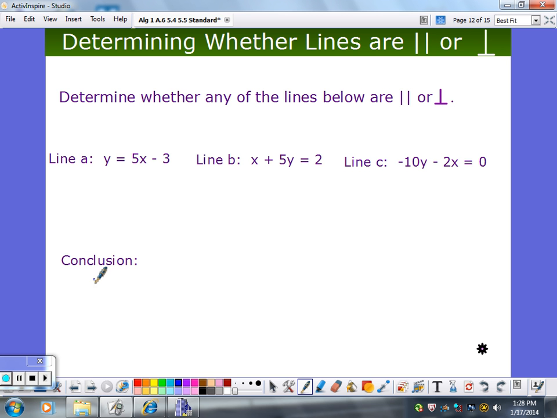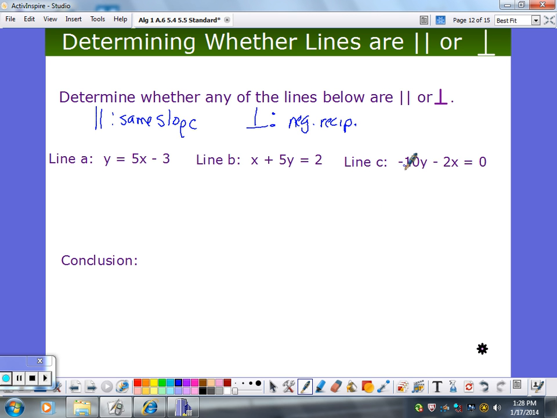Okay. So how can I tell if lines are perpendicular or parallel? Let's remind ourselves. Parallel lines, same slope, right? And perpendicular lines, slopes are negative reciprocals. There's only one line, so. But I've got 3 lines right here. I've got line A, line B, and line C. And I want to know if they're parallel or perpendicular. What is my first step?